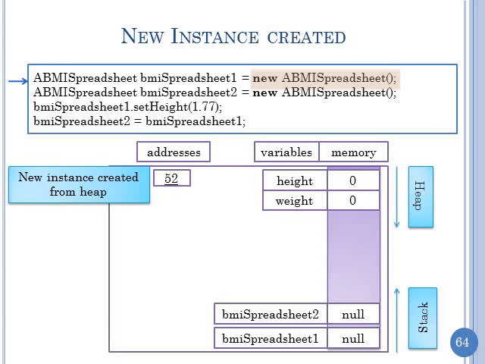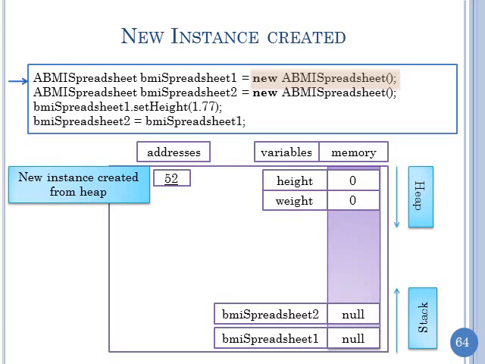What should happen now when BMI spreadsheet 1 is assigned a new BMI spreadsheet? Firstly, let's look at this object, this area. This area has a slot for height and weight. We know BMI spreadsheet has two variables called height and weight. They need space, so these two variables are allocated space in contiguous slots. Together they define the object.